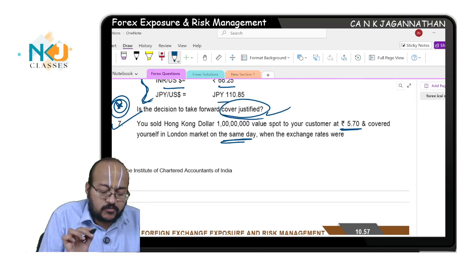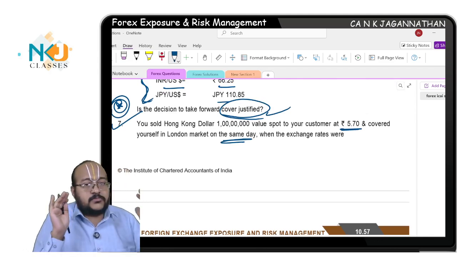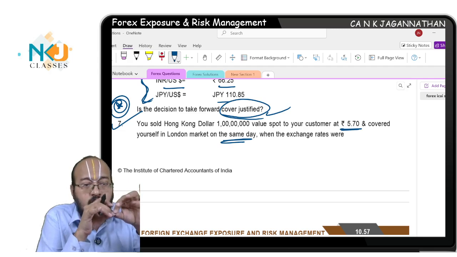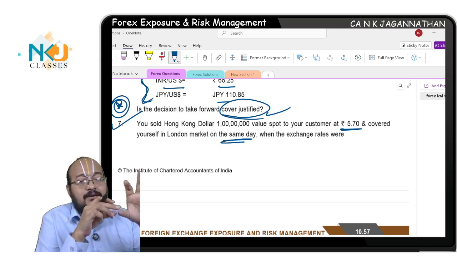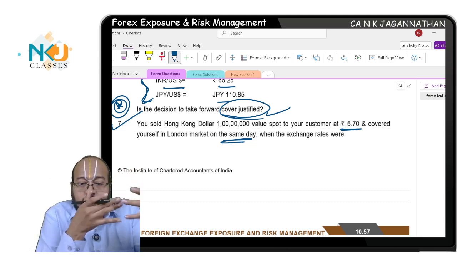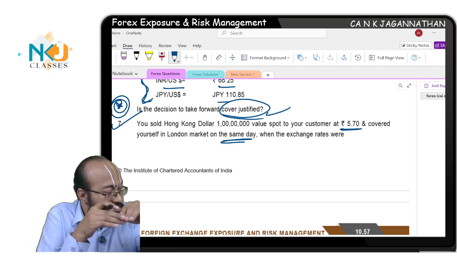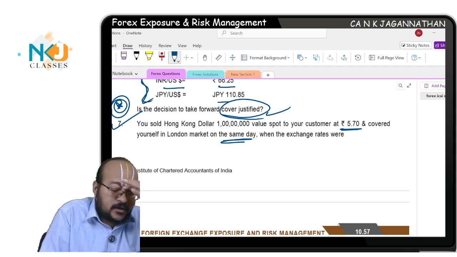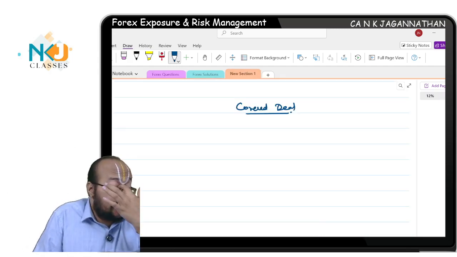Assume you are a dealer. You should assume that whenever there is a cover deal transaction, who will cover the deal? A dealer in Forex should cover the deal. The customer will not try to cover the deal. There will be no cover transactions. Are you understanding? I'll tell you what happens with the dealer, briefly.